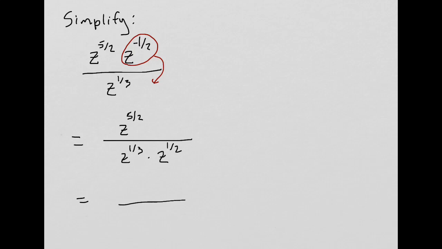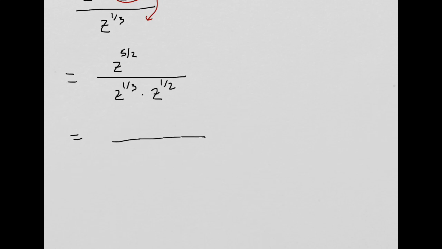My next step is to come up with a common denominator for all those fractional exponents, which again is going to be 6. So if I take the first fraction on top and multiply top and bottom by 3, I get 15 over 6. If I look at the first fraction on the bottom and multiply top and bottom by 2, I get z to the 2 over 6. And then multiplying the second one top and bottom by 3, I get z to the 3 over 6.